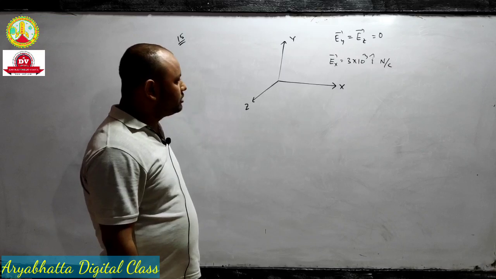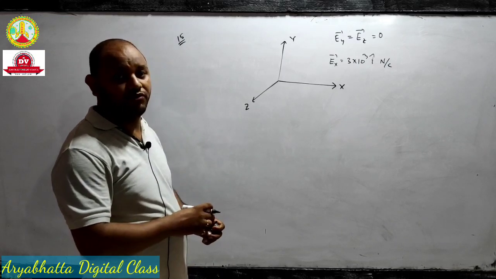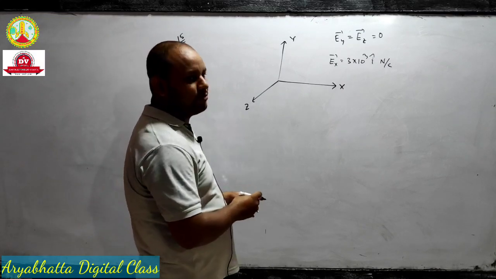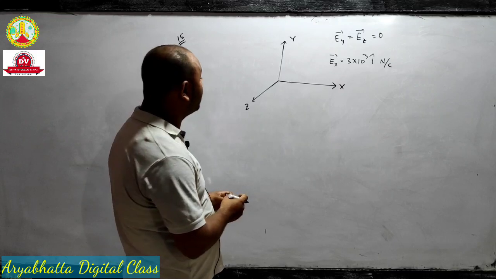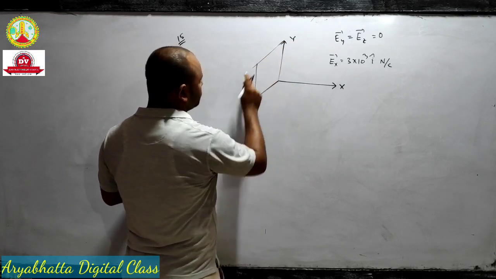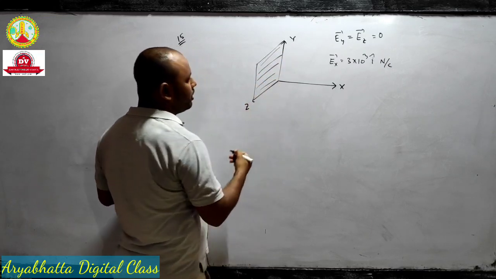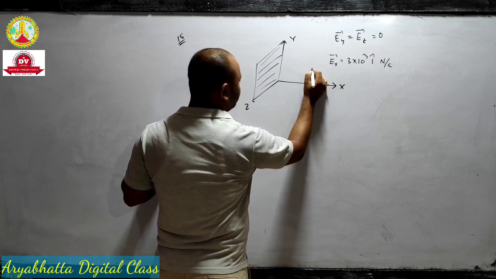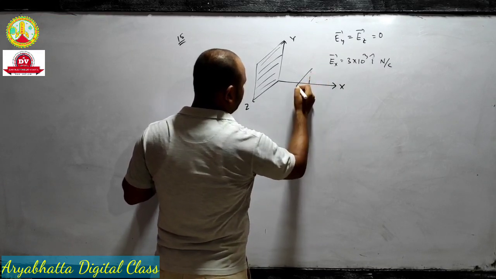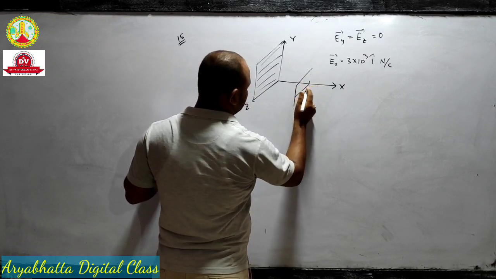Then we need to calculate the flux through a square surface of side 10 centimeter, which is parallel to the YZ plane. This is our YZ plane. Okay, we have a square surface. This is a square surface.